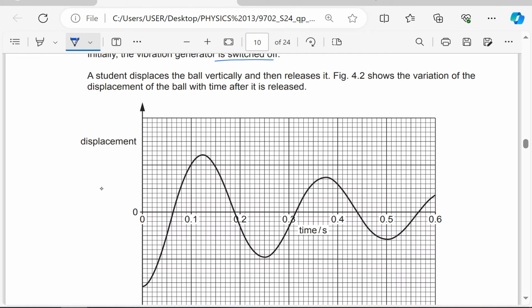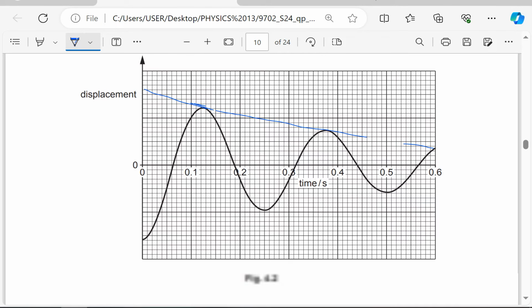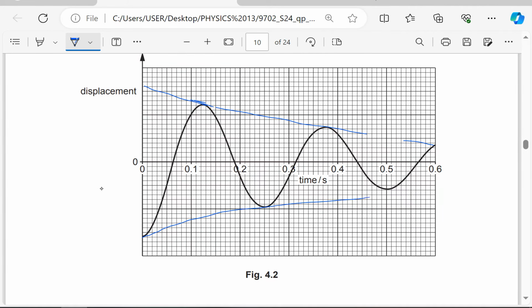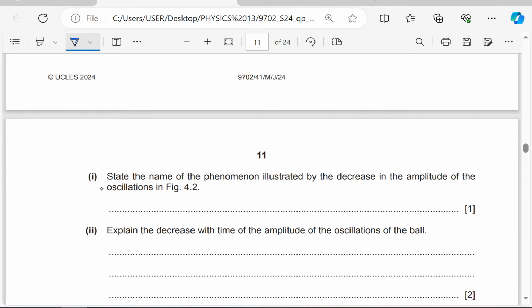So we see that it is undergoing light damping because the amplitude is gradually decreasing. You can see this from the graph. It's an exponential decrease. State the name of the phenomenon illustrated by decrease in amplitude of the oscillation. So this is going to be light damping. You can't simply say damping, that would be wrong, because there are 3 types of damping. There is critical, there is light, and there is heavy damping.